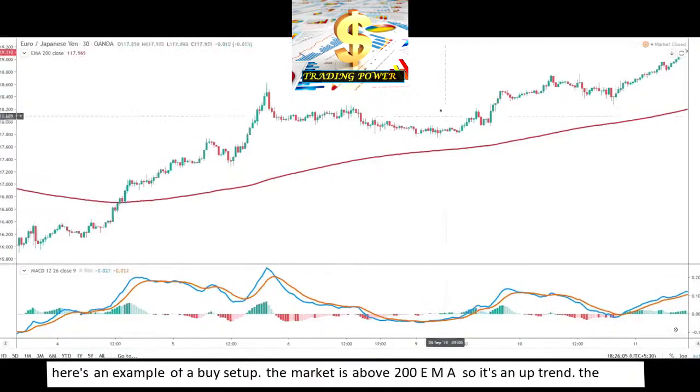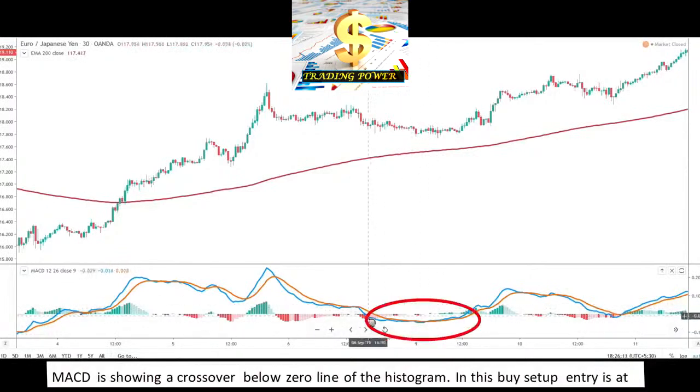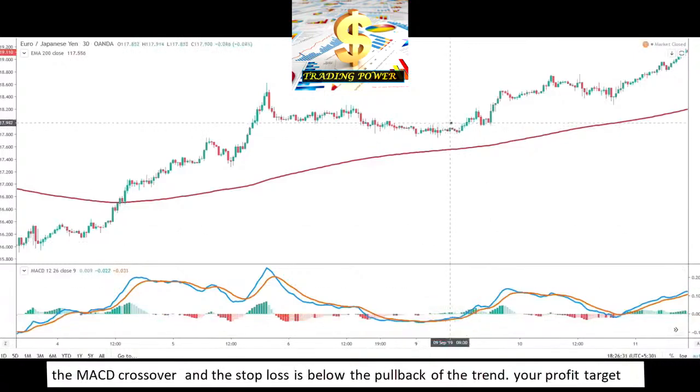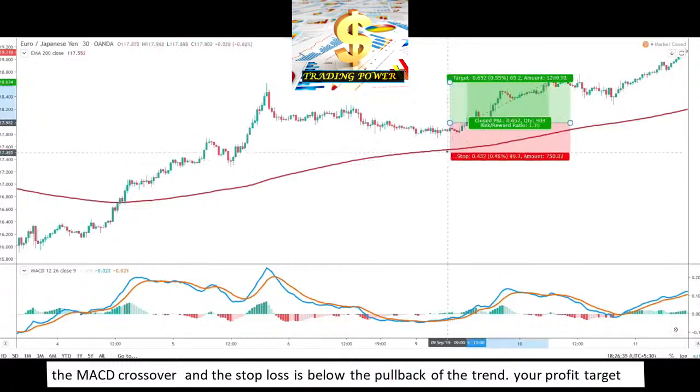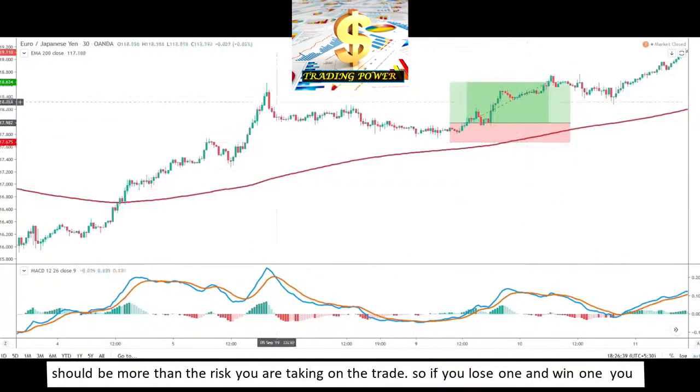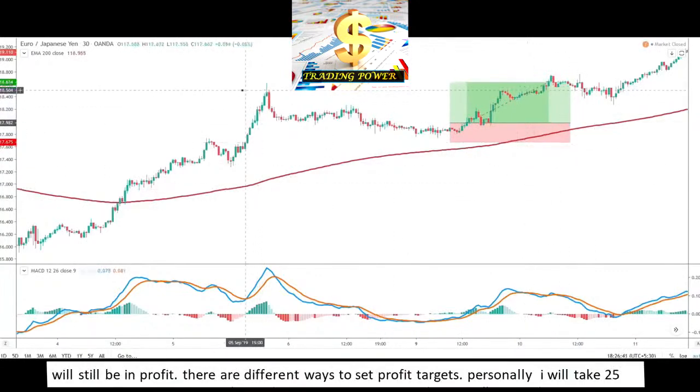Here's an example of a buy setup. The market is above 200 EMA, so it's an uptrend. The MACD is showing a crossover below zero line of the histogram. In this buy setup, entry is at the MACD crossover, and the stop loss is below the pullback of the trend. Your profit target should be more than the risk you are taking on the trade. So if you lose one and win one, you will still be in profit.